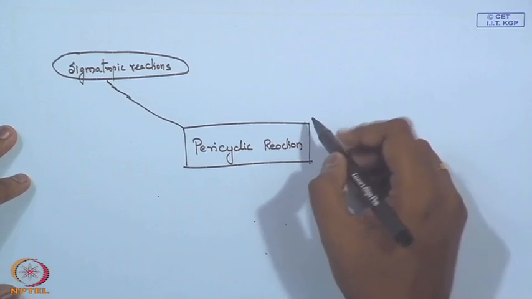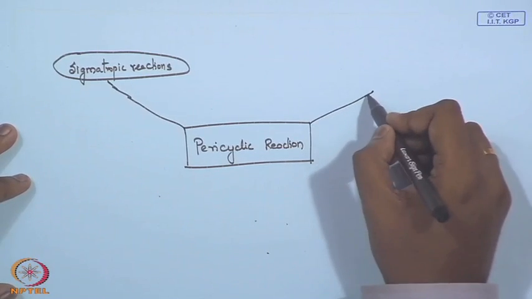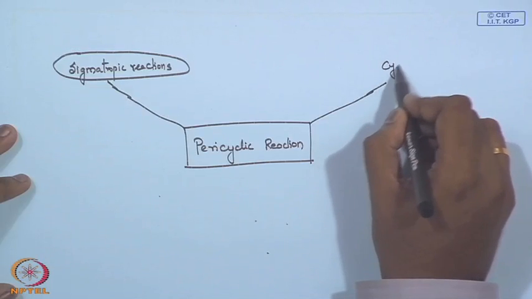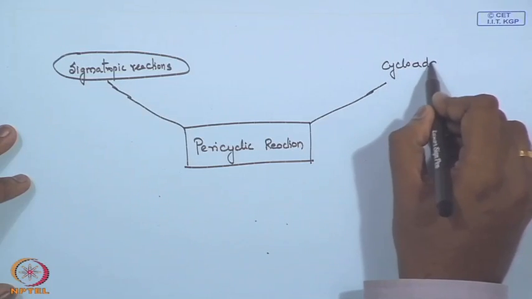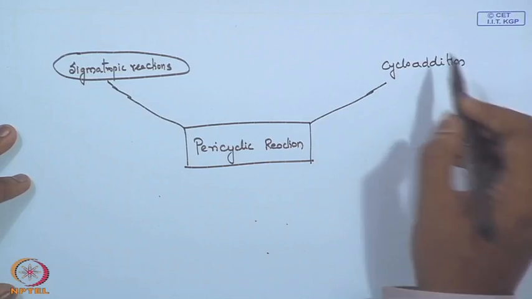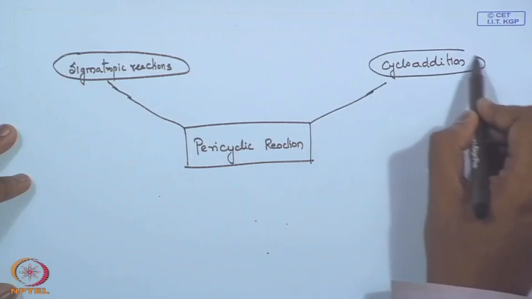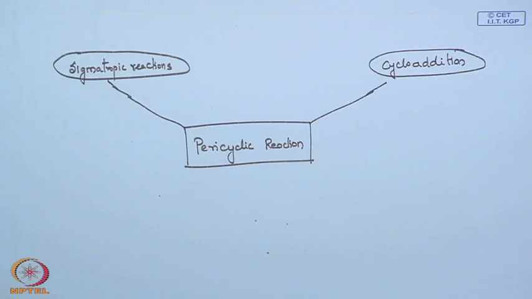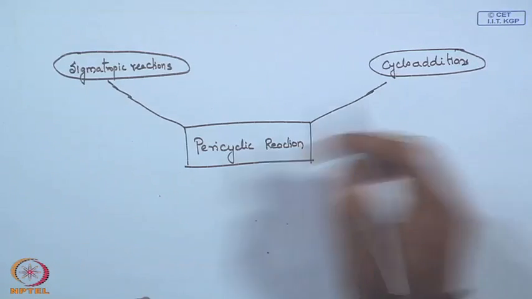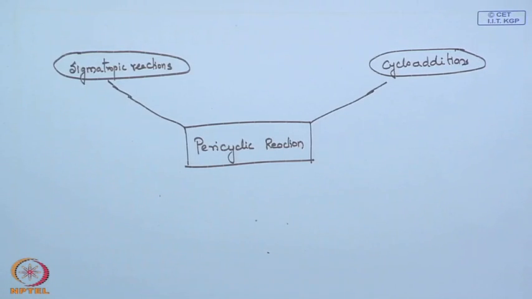After finishing sigmatropic reactions, we studied another important type of pericyclic reaction, cycloaddition. We did a lot of cycloaddition reactions, concentrating more on Diels-Alder reactions. We studied 2 plus 2 cycloaddition and 4 plus 2 cycloadditions. We even went to 4 plus 4, and we dealt with their stereochemistries.